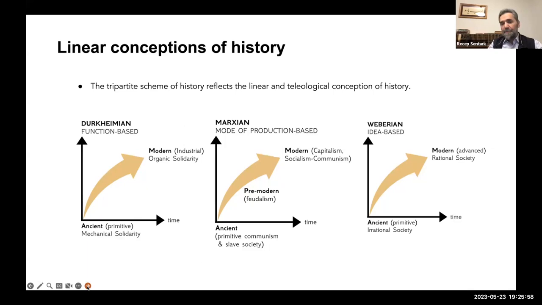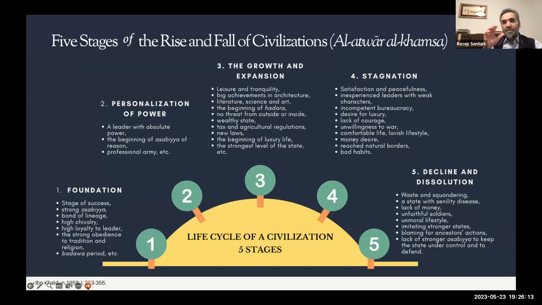It was commonly shared by almost all Enlightenment and modern thinkers, except a few of them who followed a cyclical view of history. They were influenced by Ibn Khaldun. So according to Ibn Khaldun, societies go through a cyclical process: they rise and then fall. And this, in Arabic, he called Al-Atwar Al-Khamsa, which means five stages.